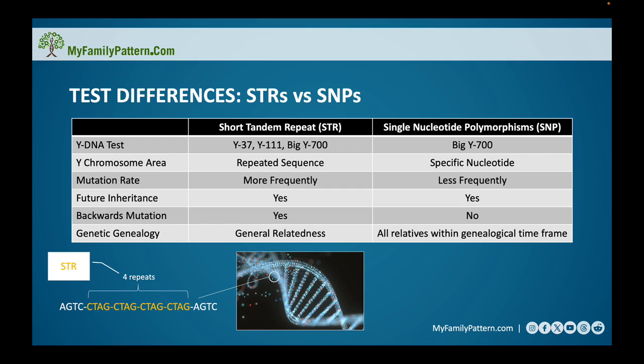The Big Y700 also tests STRs, but it also tests something else called a single nucleotide polymorphism, or a SNP. What makes this one even better to use is that it mutates less frequently, and when it does, you inherit it. It is passed down from father to son, but it does not mutate back to its original value. And so when we have that, we are able to more reliably indicate whether two people are related in genealogical time along their paternal line.